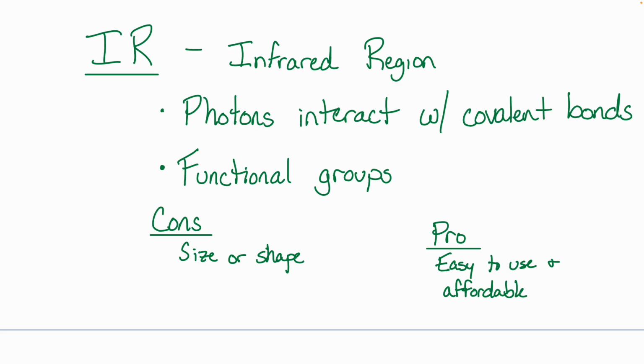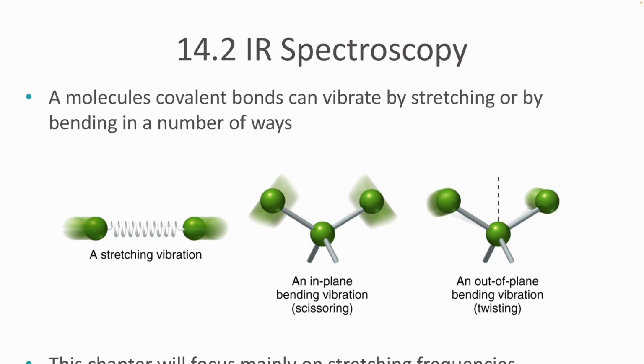We said that it interacts with our covalent bonds. So when we think about covalent bonds, we have two atoms bound to one another through that covalent bond. We oftentimes think of that covalent bond as kind of like a spring, right?